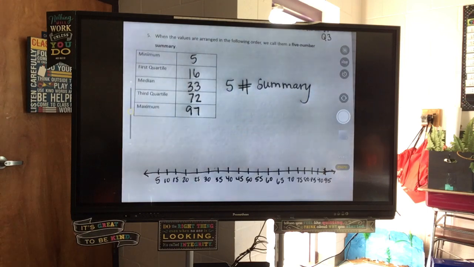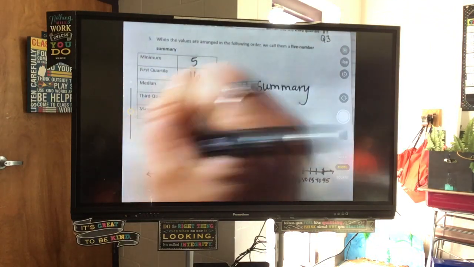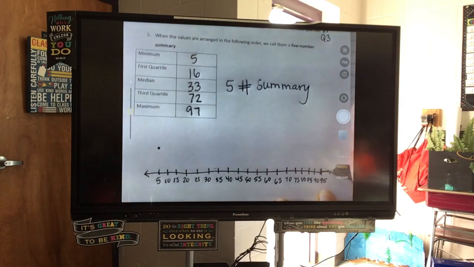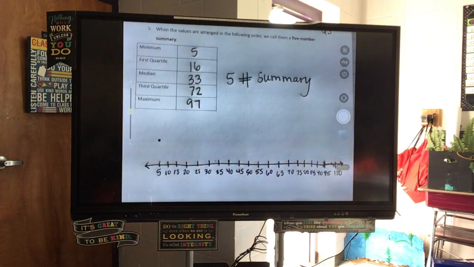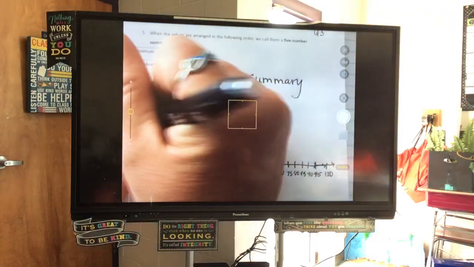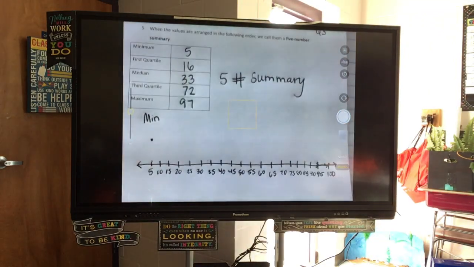Okay, so where's our first dot going to go? If we have a 5-number summary, where's the first dot going to go? Bryson? At 5. Yes. Just put it above, you don't have to put it way far, real close, you want to have enough room to draw your box. And I actually probably need to go to 100 since our greatest number is 97. Sorry about that. And this is our minimum, so I'm going to label it so I know what that is.